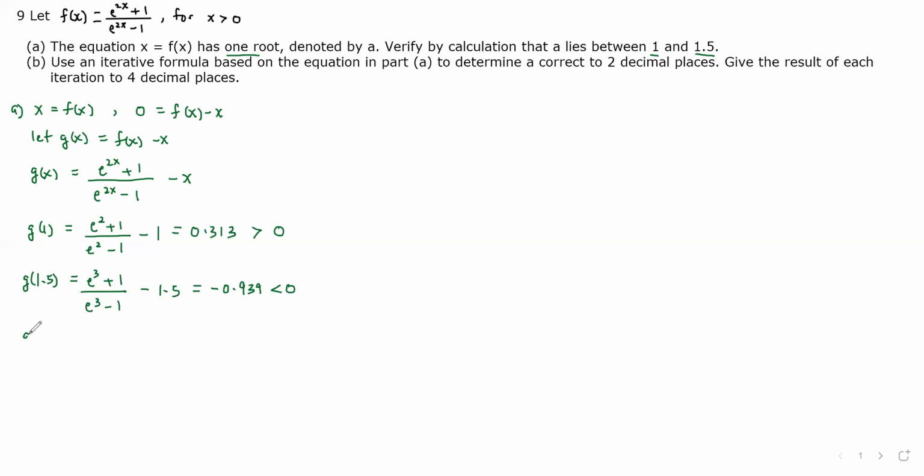From these two, we say that g(x) has a 0 between 1 and 1.5. Hence, we say that x equals f(x) has a root between 1 and 1.5.